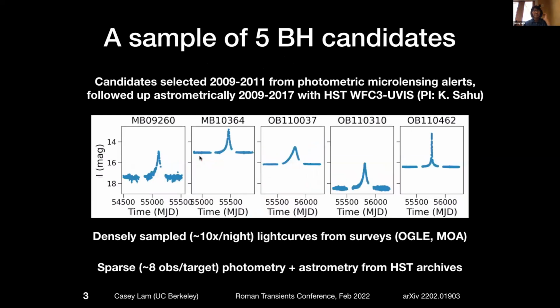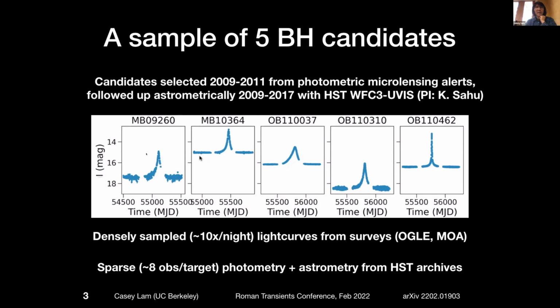Moving on to what we've done so far, this is an example proof of concept that can be applied to Roman. We've analyzed a sample of 5 black hole candidates. These candidates were selected about 10 years ago from photometric microlensing alerts from ground-based surveys such as OGLE and MOA. They were then followed up astrometrically for the next 8 years with the Hubble Space Telescope using the WFC3 UVIS instrument. This program was initiated by Kailash Sahu.